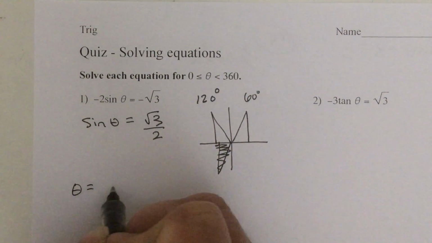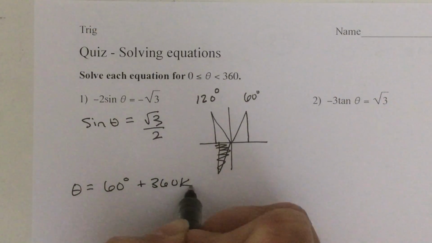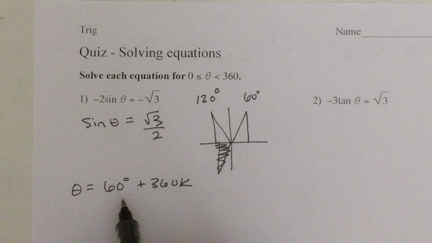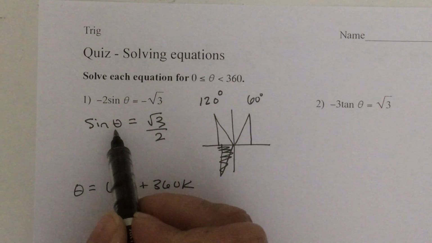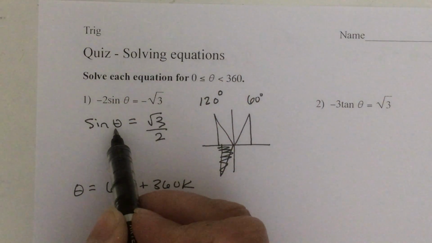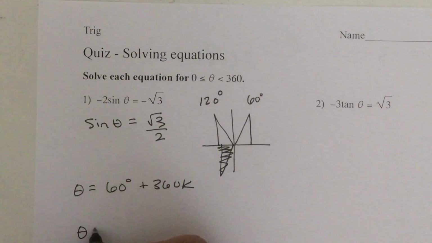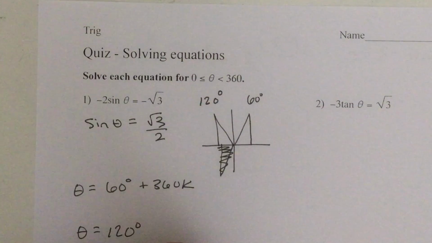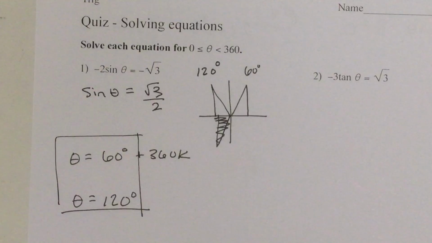Technically, it would be theta is equal to 60 degrees plus 360K, but if I add 360 to that, I'm going to get something bigger than 360. So when you just have a theta, you don't have to worry about the plus or minus 360. So you have theta could be 60, theta could be 120, and so those are your only two answers, okay?